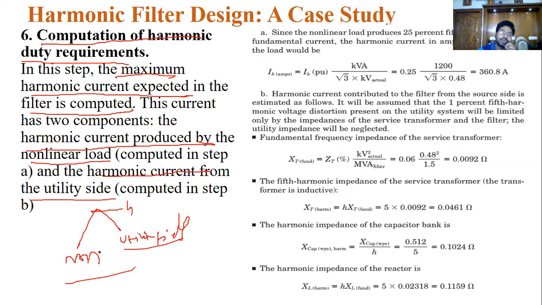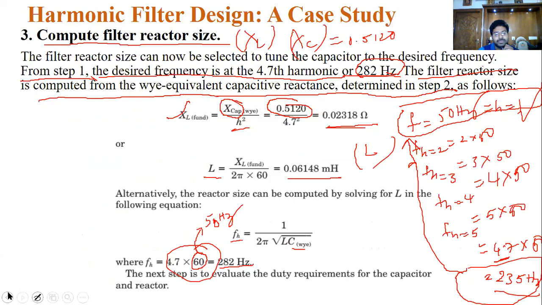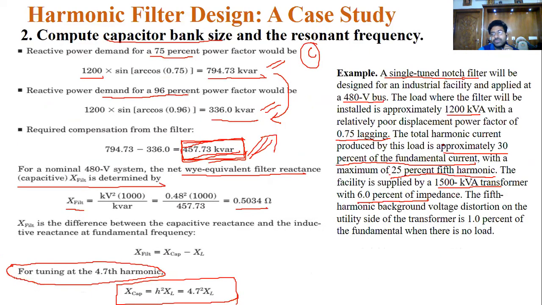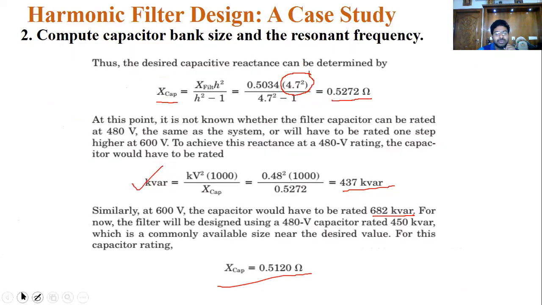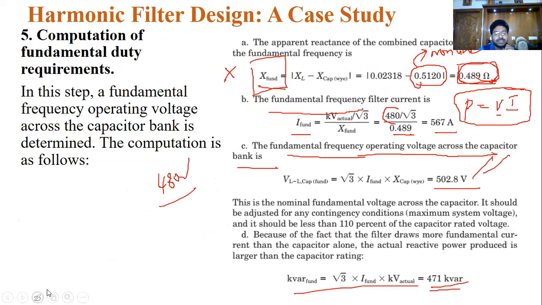So from the non-linear loads, how much harmonic current, and from the utility side, like our houses or other things. Our design is based on the non-linear loads. Since the non-linear load present in the system is 25% of fifth order harmonic, remember this 25% is given in the problem. See this problem. At 25% is the fifth order harmonic current. So that's why we are considering the same value.